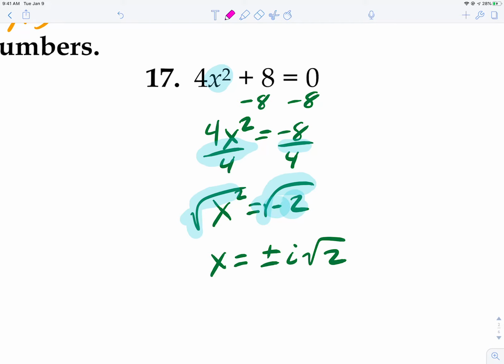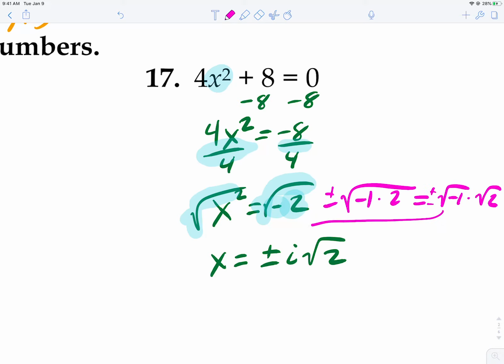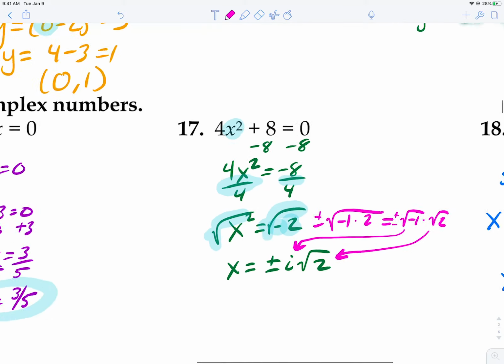So remember that negative 2 is negative 1 times 2. So if you separated those, you'd have the square root of negative 1 times the square root of 2, and it's plus or minus because you're square rooting to find x. And the square root of negative 1 is our i, and we still have the square root of 2, and it's a plus or minus.